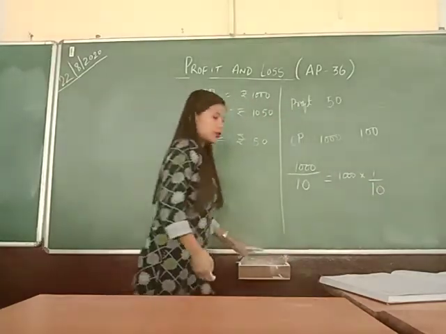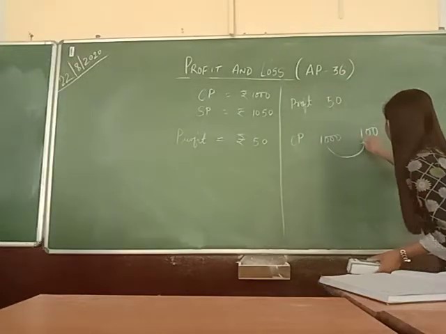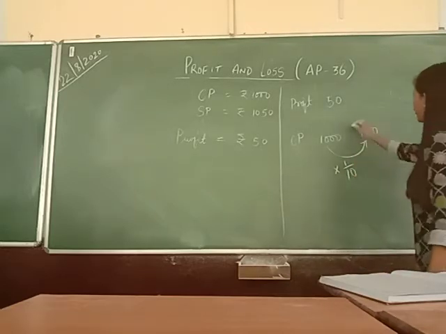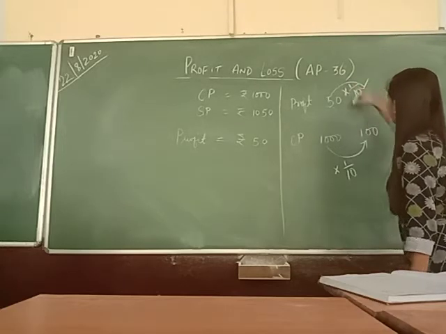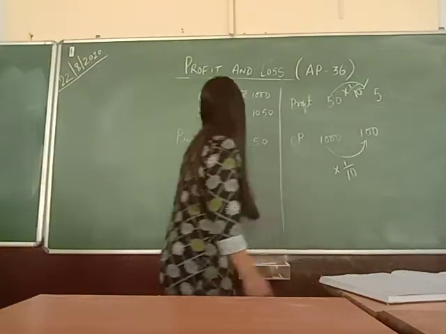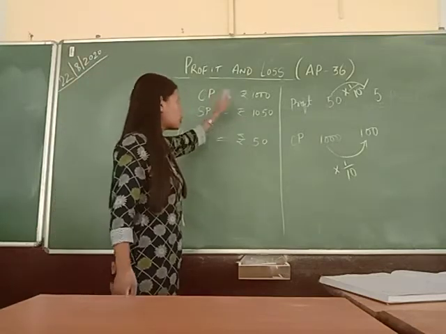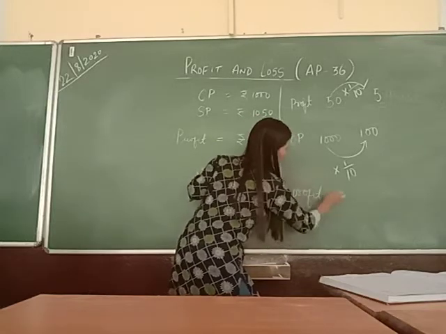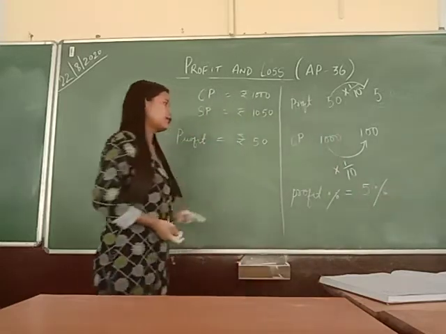1000 gets converted to 100 when we multiply it by 1 by 10. So the profit that we get here, we multiply this also by 1 by 10, so that is equal to 5. So whenever we are selling the article at 1050, when we bought it at 1000, then the profit percent is equal to 5%. Okay?